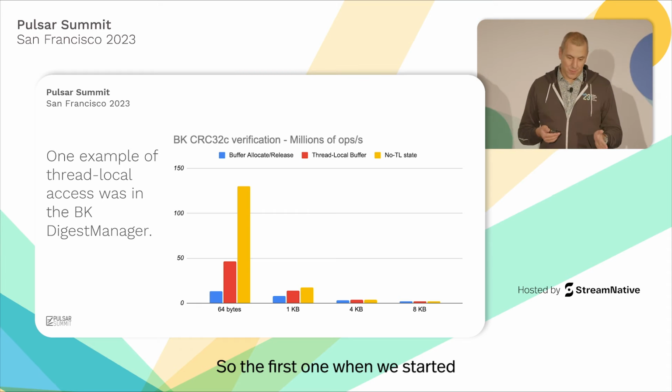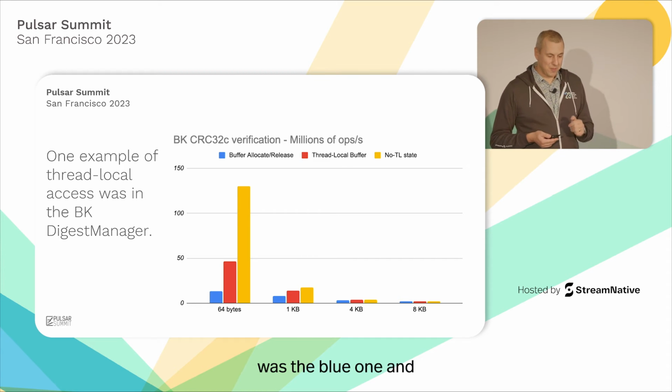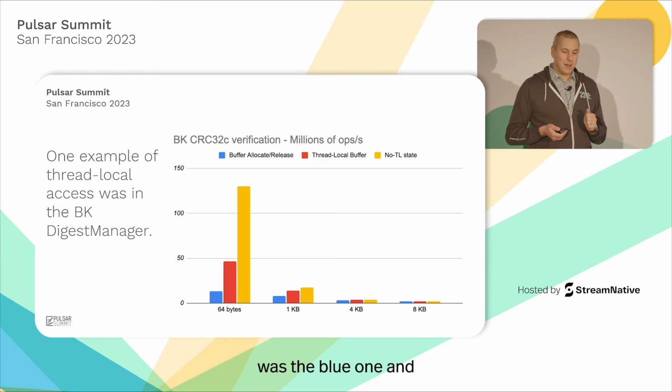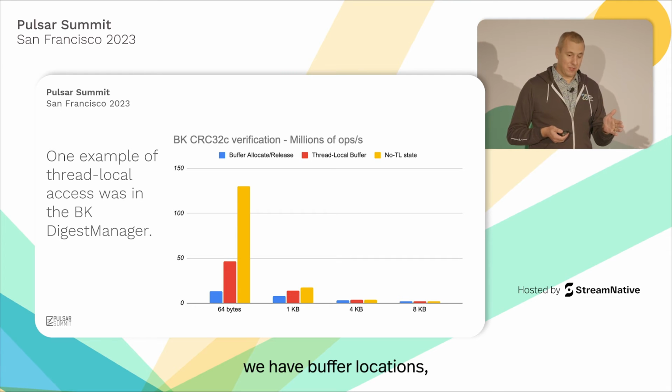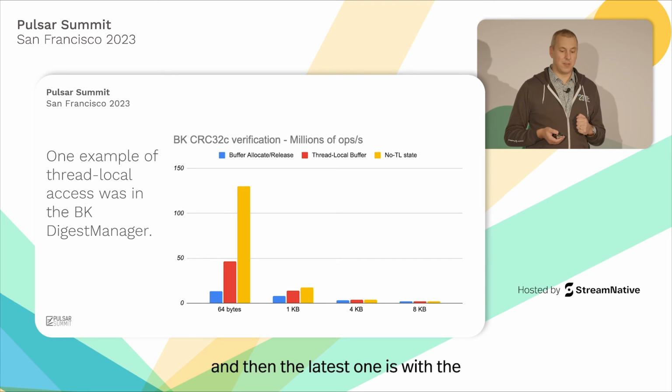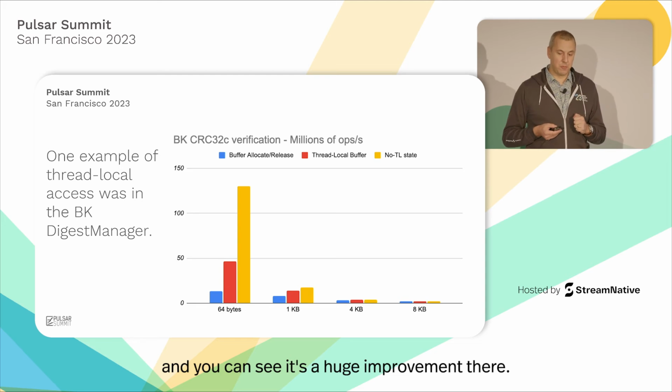So the first one, when we started, it was the blue one, and we have buffer allocations. Then we switched to thread local buffers, and then the latest one is with no thread local, and you can see that it's a huge improvement there.